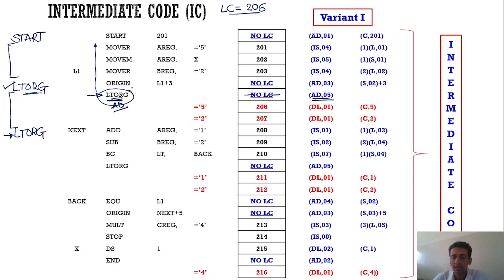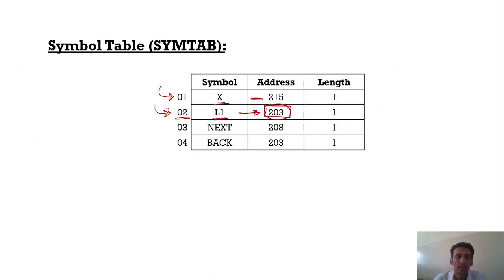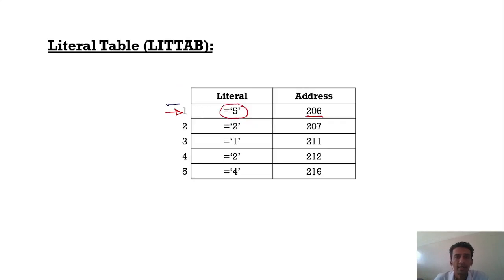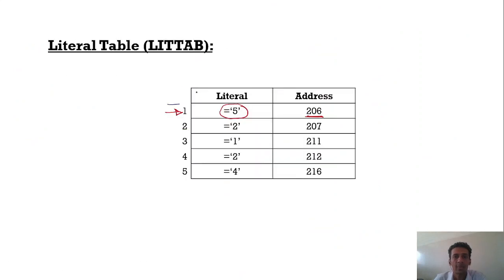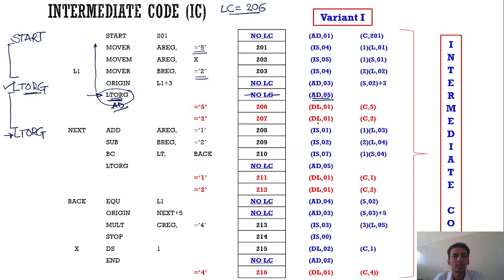Referring to the literal table, we will get to know only two literals' entries are made in the literal table, 5 and 2. So this 5 and 2 will be allocated memory. Prior to this first LTORG statement, the addresses were not updated in the literal table. So LTORG will instruct to allocate memory and update the addresses of these literals in the literal table.